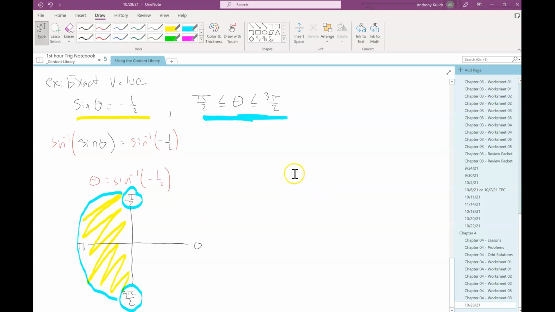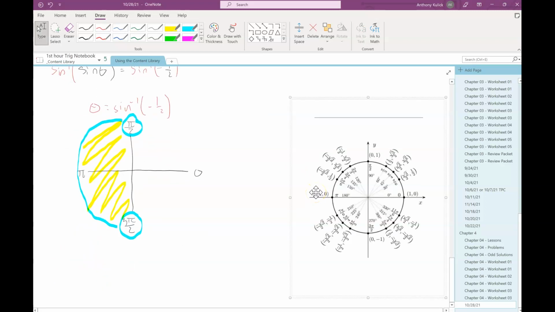So what I'm going to do, now that I've done that, is I'm going to go to my unit circle, and I'm going to look in quadrants 2 and 3 for the place where sine is -1/2. So again, where the y-coordinate is -1/2. That's the only place that that happens. So my answer is 7 pi over 6.